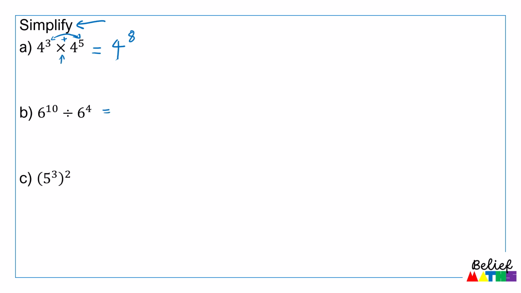In the second question, we're dividing. So again, our base doesn't change. We remain with 6. And instead of adding these two index numbers, we're going to subtract them. So 10 take away 4 is 6. And we end up with 6 to the power of 6.